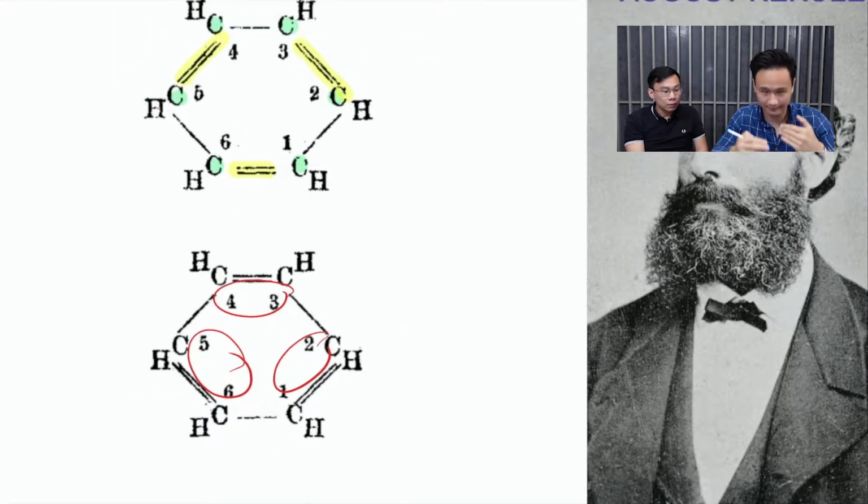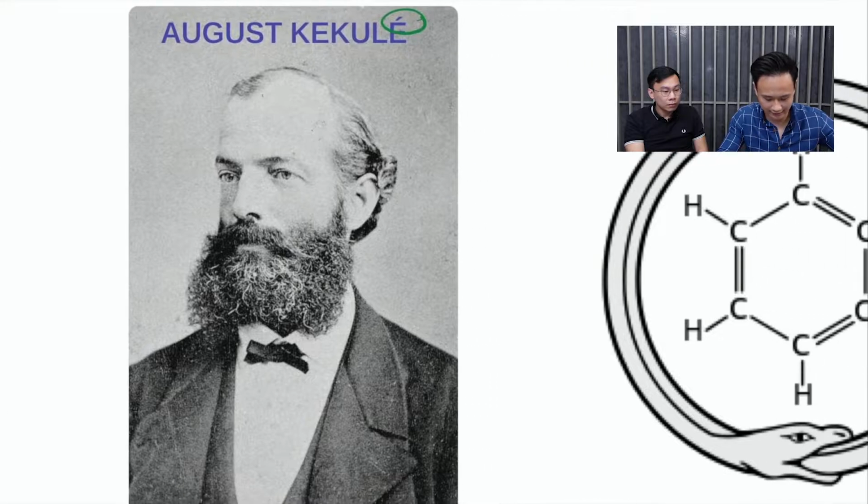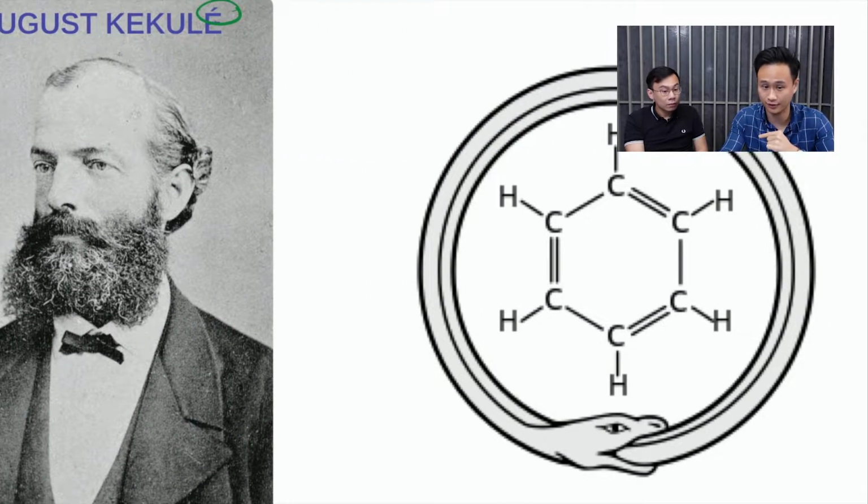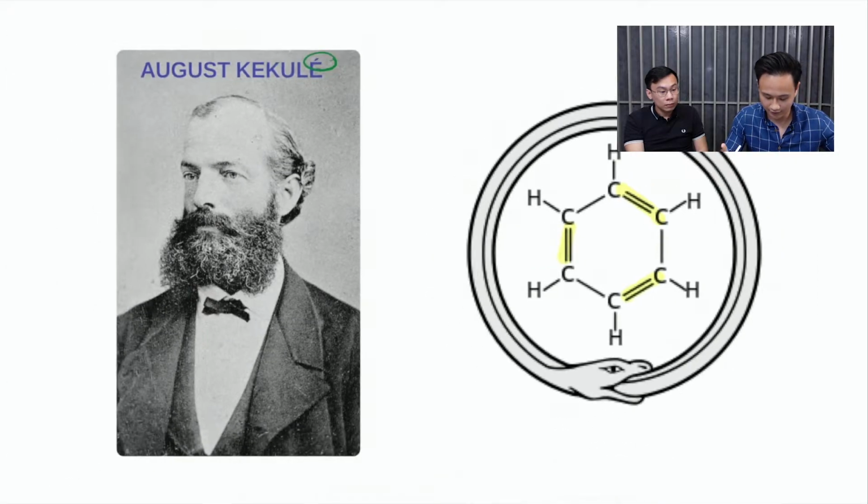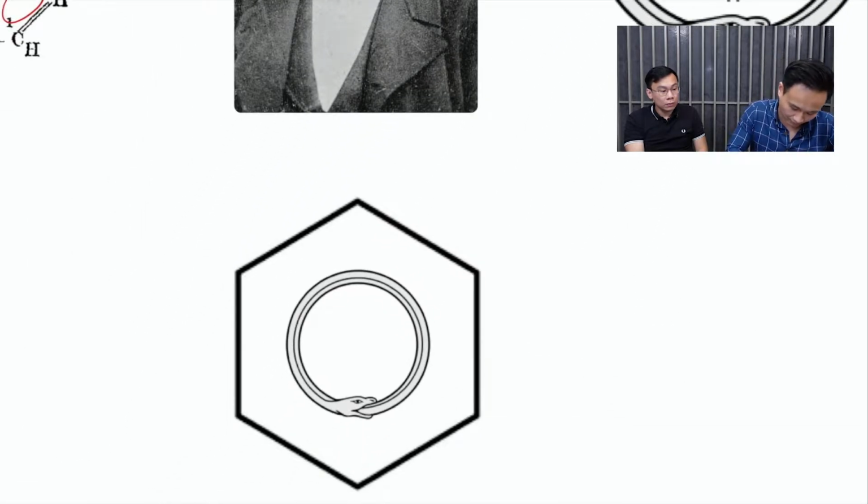He said, okay, since the double bonds are everywhere, why don't I just treat it like a snake eating its own tail? In that sense, since the double bonds are everywhere, right guys? It's everywhere, so why don't we say it like that? The double bonds are here, here, here, here, here, and here. And it forms a ring. And that's why that snake eating its own tail.